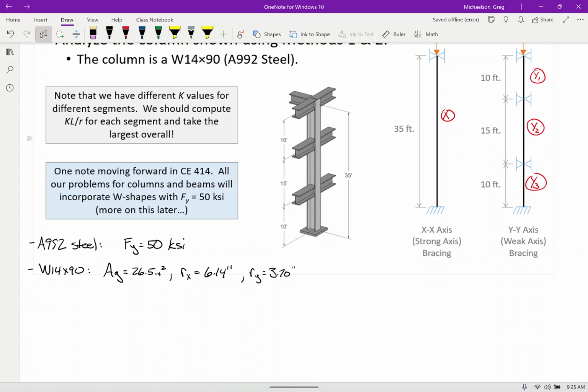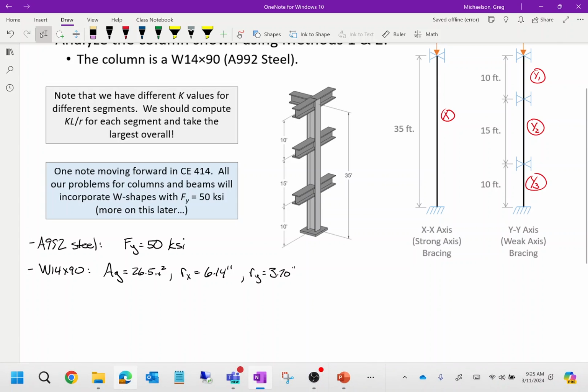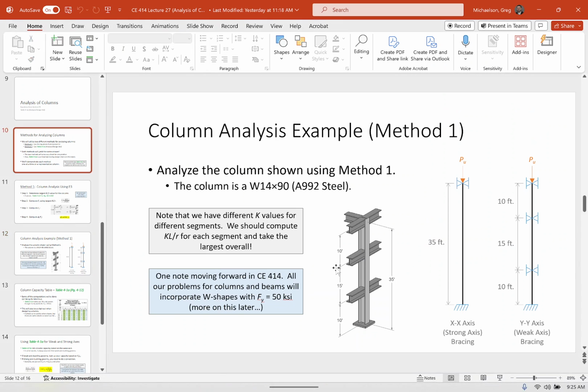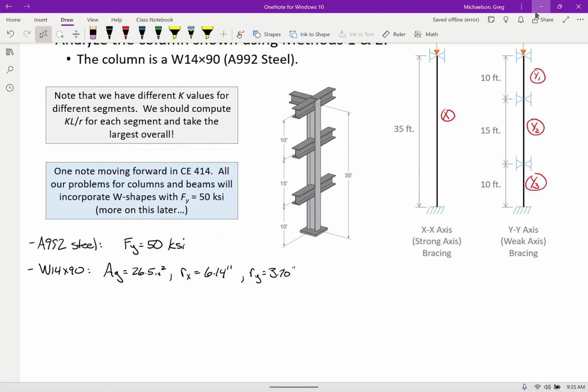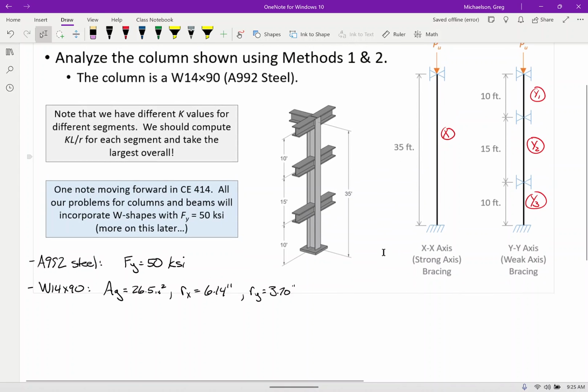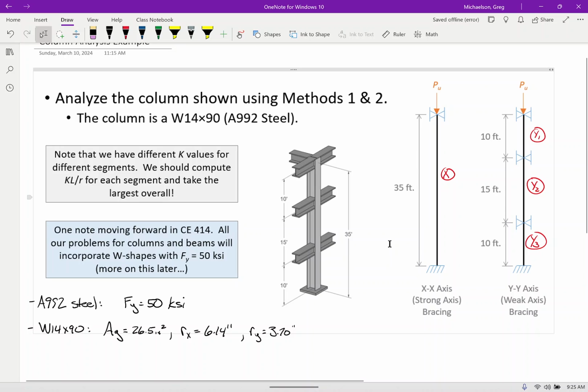Now let's see if we can determine what's going on with these segments, okay? Let's start off with the K values. First off, maybe what we ought to do is turn to that K table, 16.1-650, I think it is. Yeah, 650. It's way in the commentary, way in the back. So let's see if we can figure out what K value we should use.